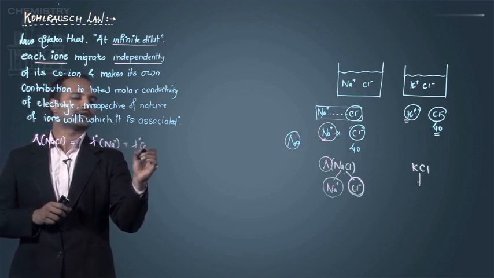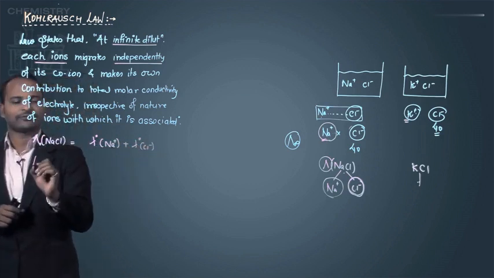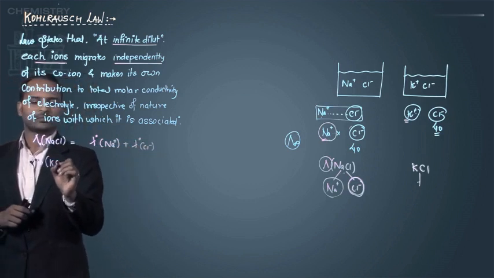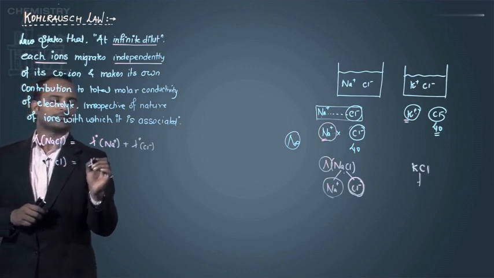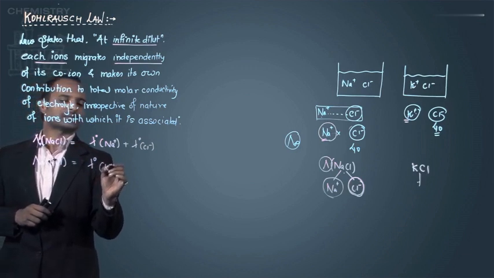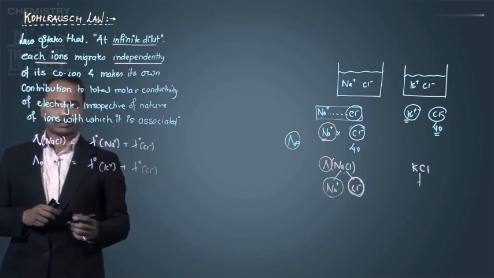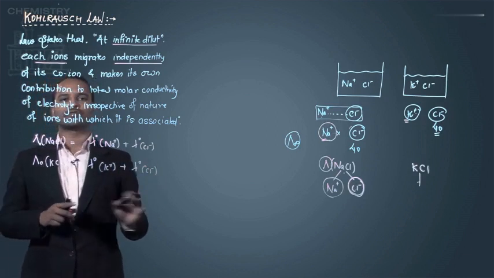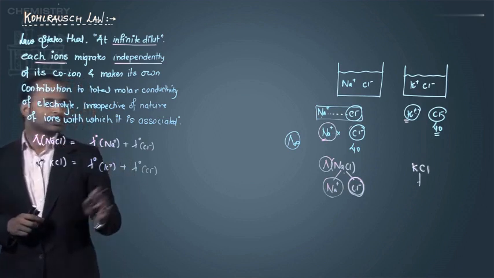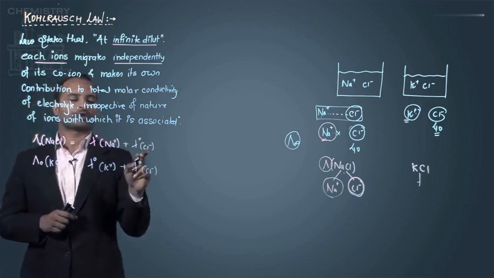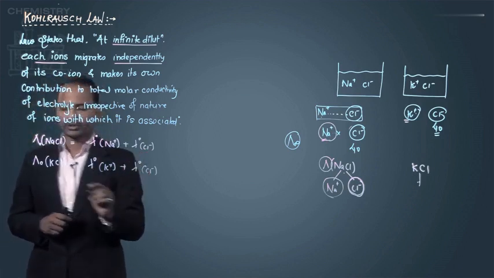Similarly, if I have lambda of KCl, then it is the molar conductivity of K plus and the molar conductivity of Cl minus. In both cases, the conductivity of chlorine is going to be the same. If the contribution of chlorine is 40 here, then here also it is going to be 40 only.